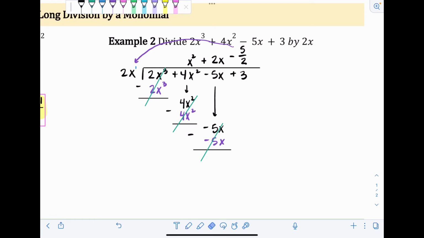And then after that, we have our constant term up here. Like that's the term that just has no variable. Once you've gotten to that term, everything left over that we haven't divided into yet becomes a part of the remainder. So this plus 3.